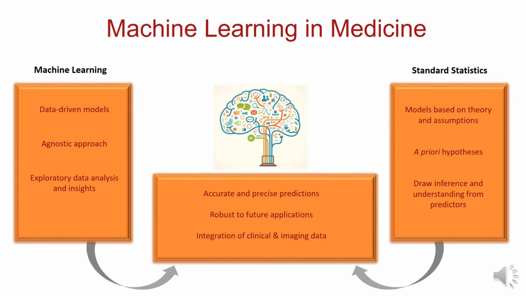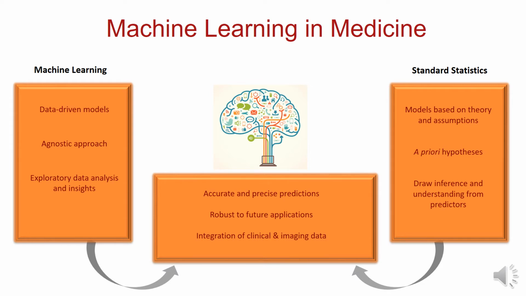The expansion of machine learning provides an opportunity to improve clinical care by capturing the strength of both machine learning as well as standard statistical approaches. Machine learning provides data-driven modeling and employs an agnostic approach for data analysis, which can provide knowledge on new associations that were previously uncovered through statistical modeling. Standard statistics, on the other hand, provides modeling that is based on previous observations and assumptions and draws inferences from associations between specific variables and a chosen outcome.